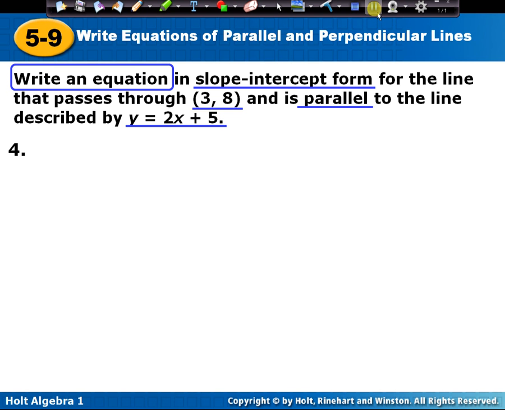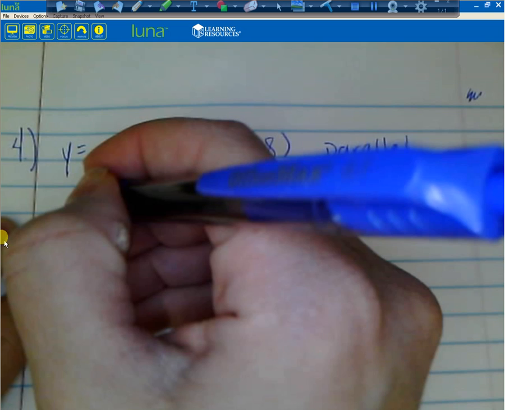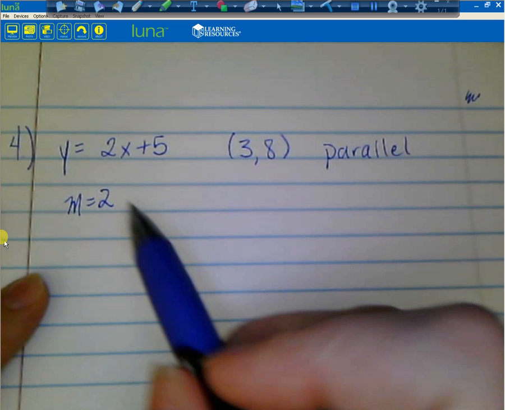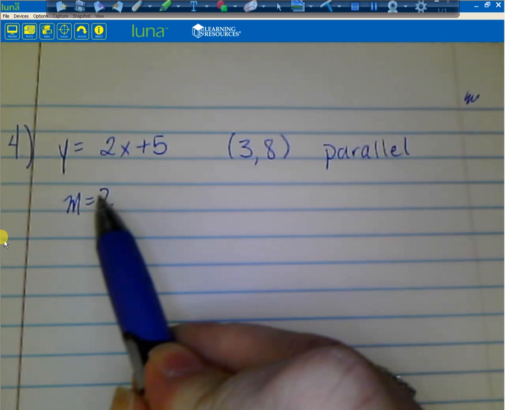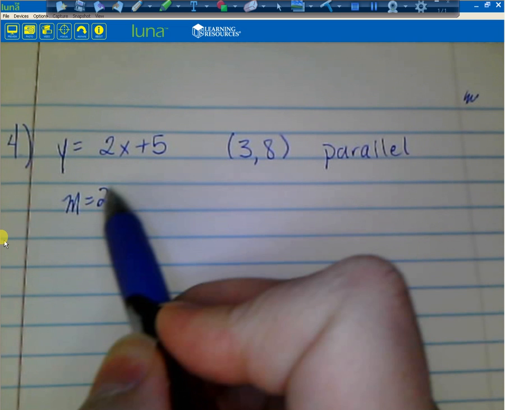parallel. All right, so our directions asked us to write an equation in slope-intercept form, and you'll notice that the line that they've given us here is already in slope-intercept form. We're looking for a line that is parallel to this line, so we know that our slope is going to be the same. So right here, we're going to write m equals 2, because this is, again, already in slope-intercept form, and it's a parallel slope, so it's going to be the same.